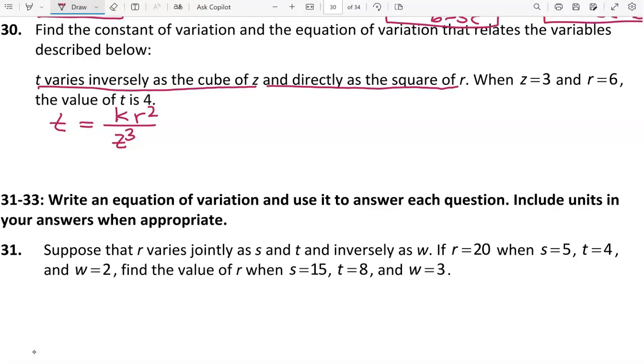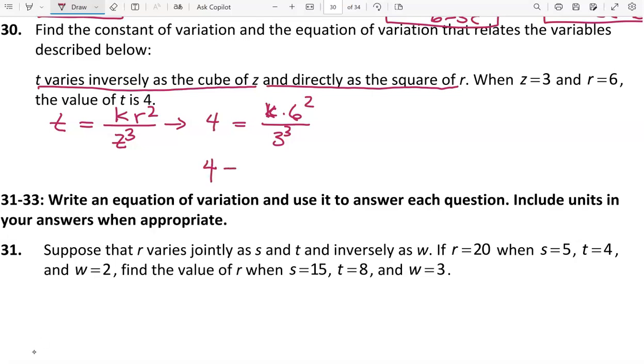So that is the equation of variation. However, that is not the complete variation equation because it doesn't include the variation constant, which is what we're about to find. So I'm going to take my equation and replace the values of the variables with numbers. Whenever z is equal to 3, I'm going to put a 3 cubed on the bottom, and the r value is 6, so 6 squared upstairs. We don't know the value of k, that's what we're trying to find out. And then that's equal to t, which is 4.